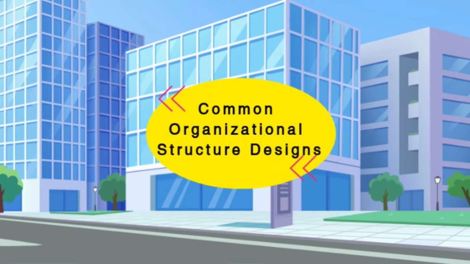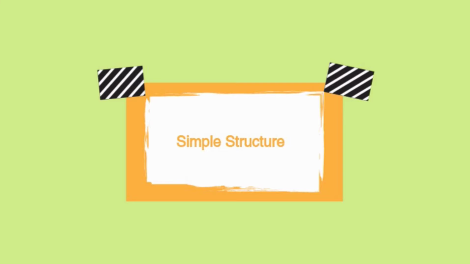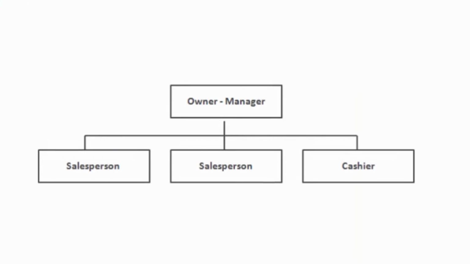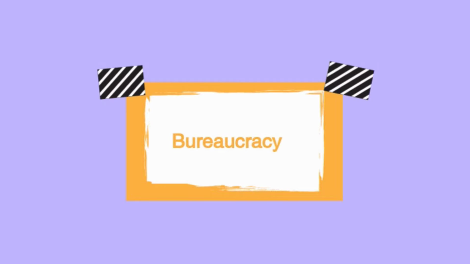Now, there are common organizational structure designs. First is the simple structure. The simple structure is a flat organization. It usually has only 2 or 3 vertical levels, a loose body of employees, and one individual in whom the decision-making authority is centralized. The second one is bureaucracy.